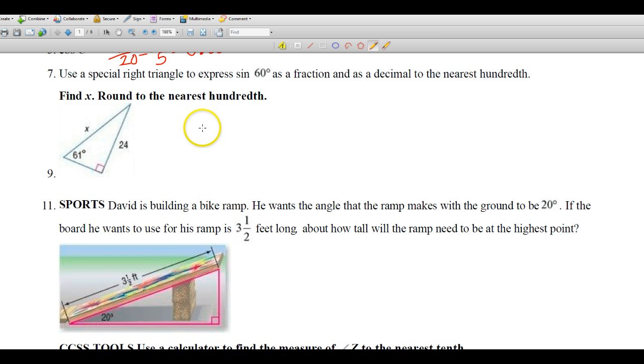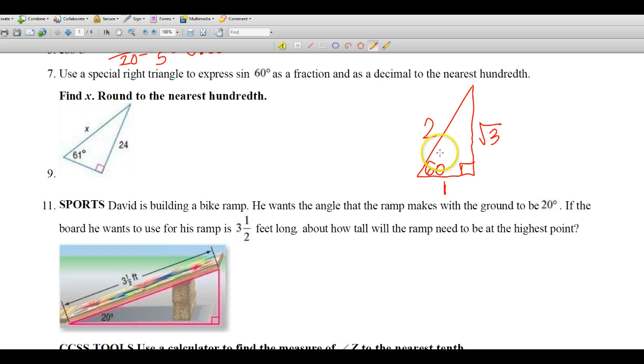Number 7, use a special right triangle to express the sine of 60 as a fraction and as a decimal to the nearest hundredth. So the first thing that we should do is draw a 30, 60, 90 triangle. And we know that the ratio of the short leg to the long leg is 1 to square root of 3. So 1 times the square root of 3 is the long leg, and 1 times 2 is the hypotenuse.